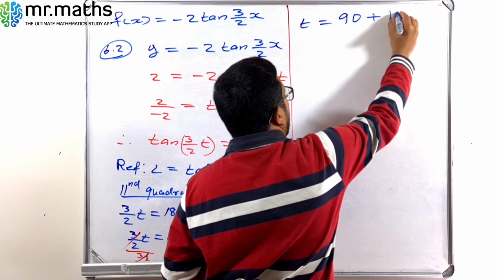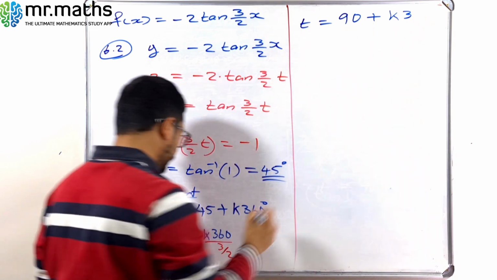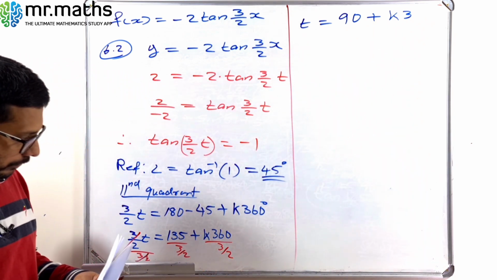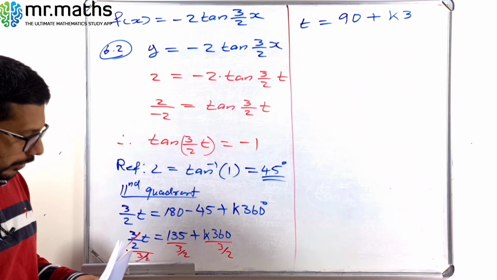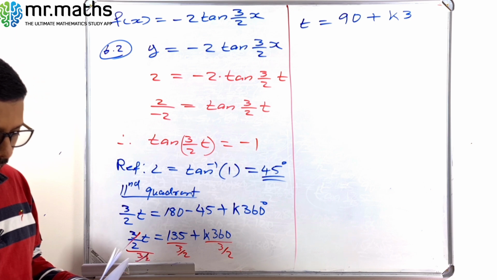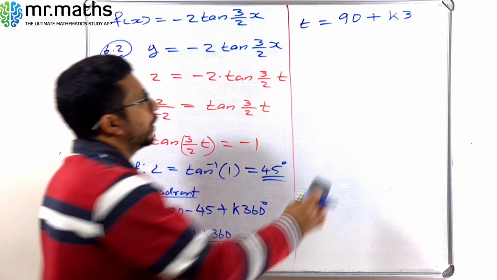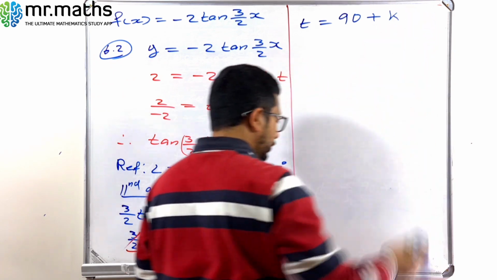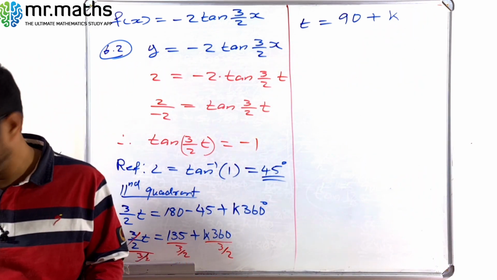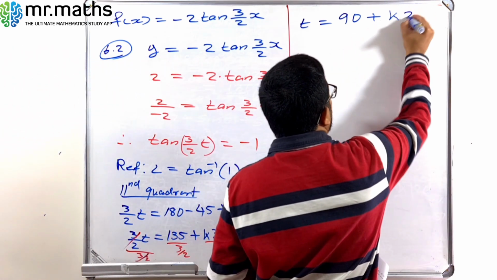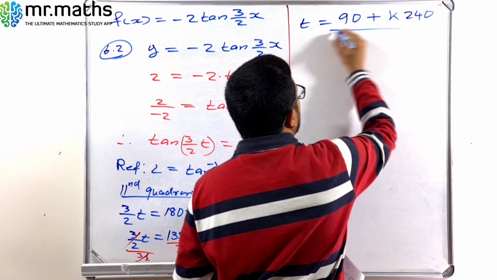90 plus k 360 divided by 3 over 2. What is that one? 720 divided by 3. That is 240. So this one is going to be plus k 240. So that is one solution.